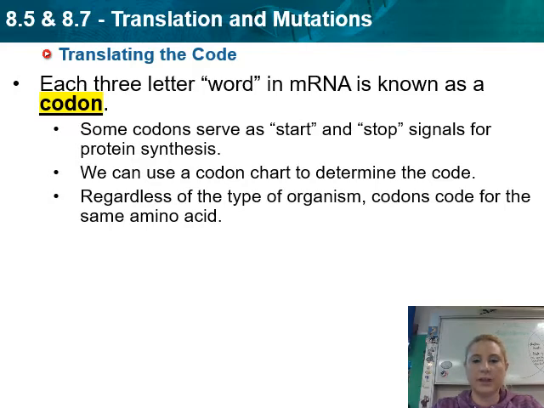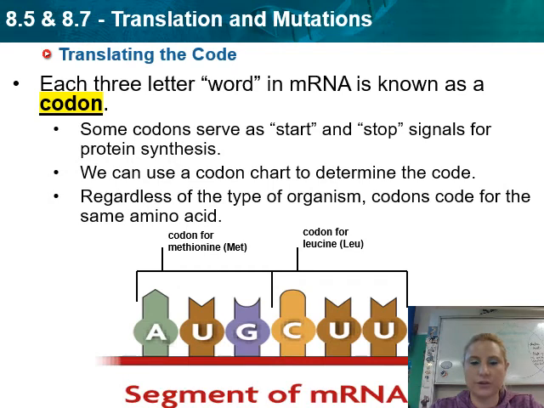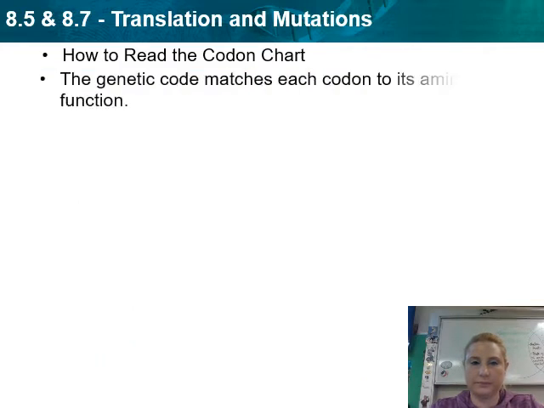So if we look at this, here's my segment of mRNA. And again, we read each word 3 letters at a time. Each 3-letter word is a codon. So the first one we have is AUG. AUG stands for methionine, which is our amino acid that's going to build part of our protein. And that's also the code for start. Then we have the next 3 letters, CUU, and that corresponds with an amino acid called leucine. And that's going to be the next piece of our protein.